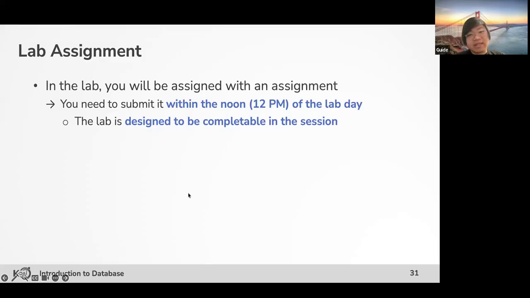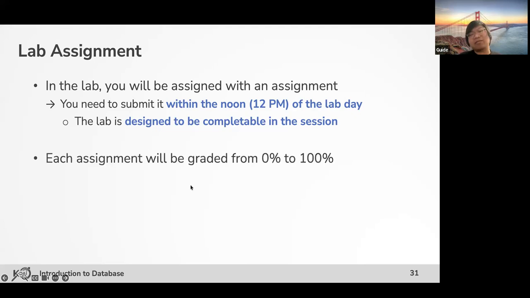I talked with all the TAs that the labs this time must be designed to be completable in the session, or each lab assignment must be able to be completed within a single hour, as a typical student, not as an instructor. But still, we use our own lens. If you think that this lab is too long, just tell us, okay? Tell us so that we can reduce the workload and make sure that you can finish it by noon. Well, my intention is you should be able to finish it before 11 a.m. Okay?